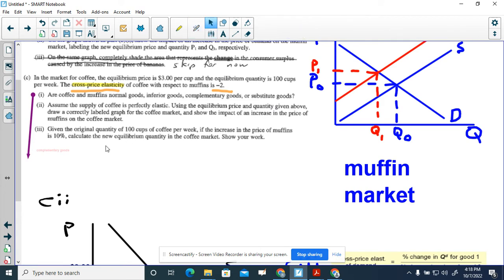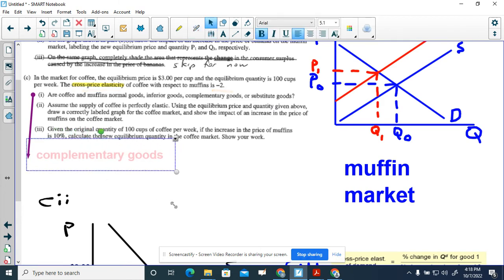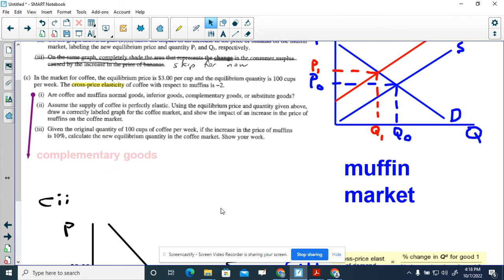All right. So on number 1, since we have a negative number as our cross price elasticity, that means we are dealing with complementary goods. So on C1, if you wrote complementary goods, you got a point on the AP exam and you don't even need to explain it.